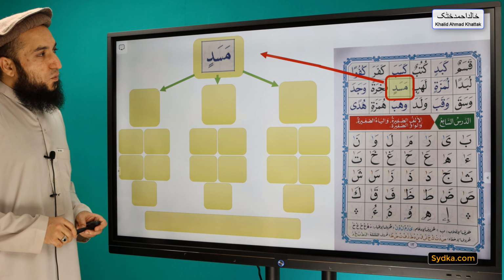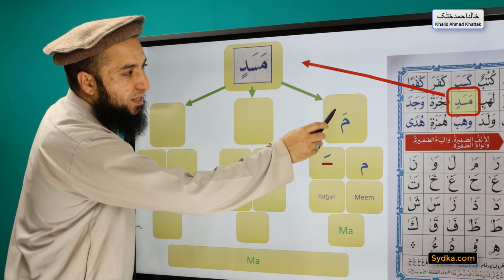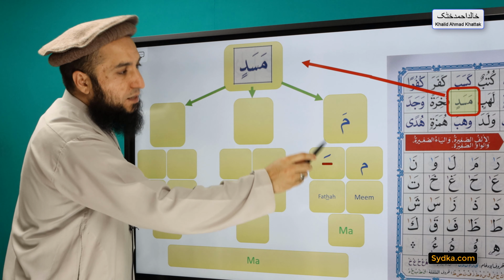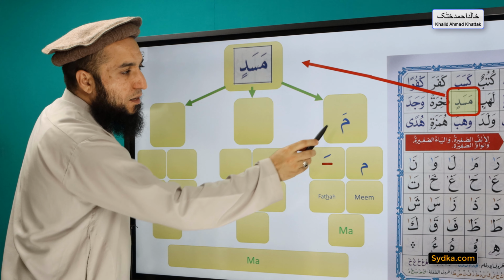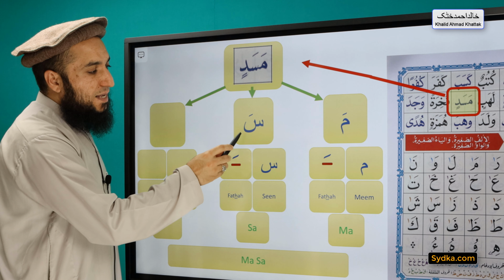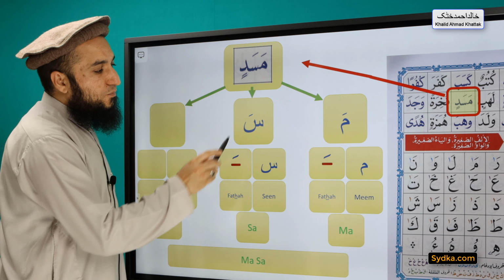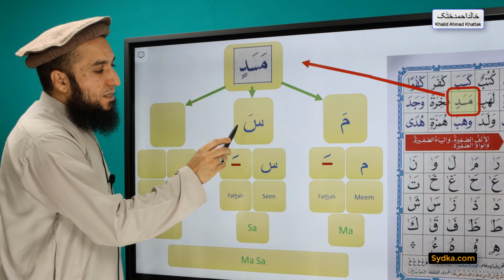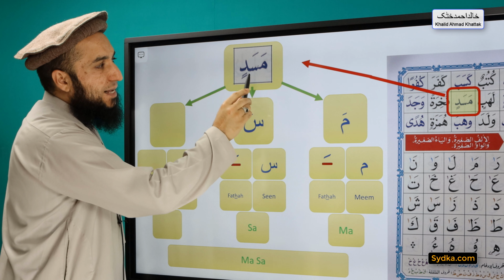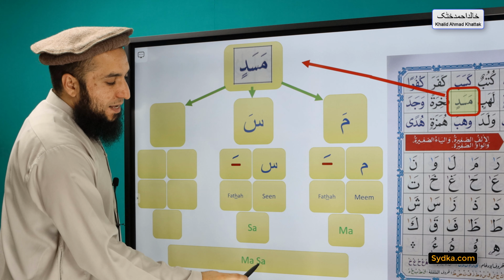So the first word we have is masadin, and it has 3 syllables. The first syllable is mim fatha ma. Mim is not silent and it has fatha, and mim is a light letter. Mim fatha ma. The next syllable we have is sin fatha sa. Sin is not silent and it has fatha, and sin is a light letter. Sin fatha sa. So now we combine these 2 syllables and we have masa, masa.